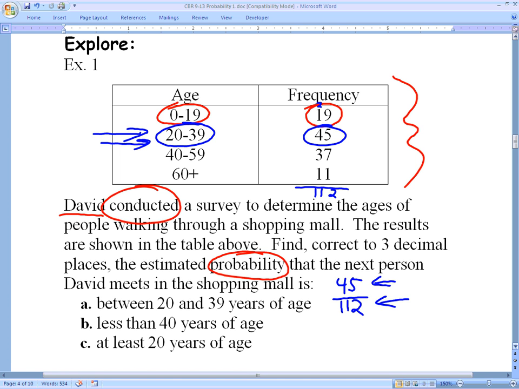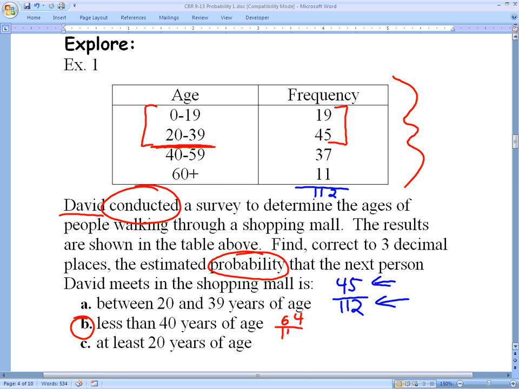So less than 40 years of age, we can go on to part B. Less than 40, let me clean up the board here. So our 40 occurs right here. We want less than that, which would be this group here. So we add together those frequencies, which is going to be 64, 19 plus 45, and 64 again out of the total, always out of the total, 112.